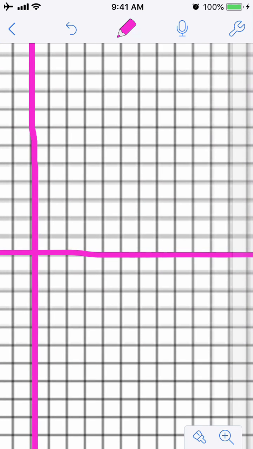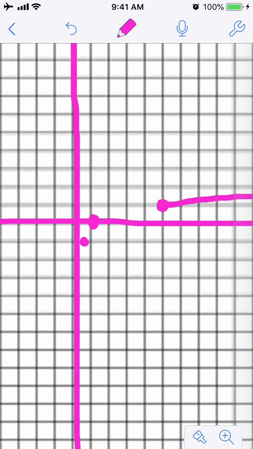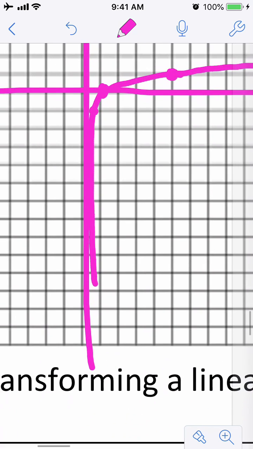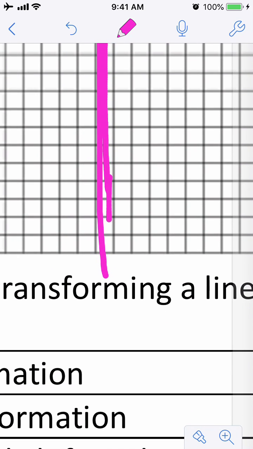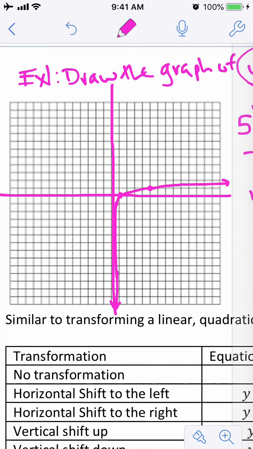Out 1, 2, 3, 4, 5, up 1. Out 1, up nothing. And out 1/5, and then down. Okay, now I know the second one goes up to 25, so I'm just going to keep it within there. And I also know the asymptote of this is the y-axis. It's not going to cross over the y-axis. It's going to get really, really close to the y-axis. So I'm just going to skim along that. And we've graphed y equals log base 5 of x.